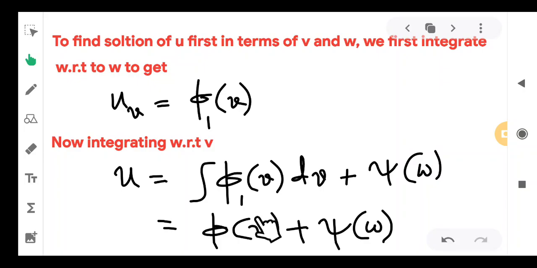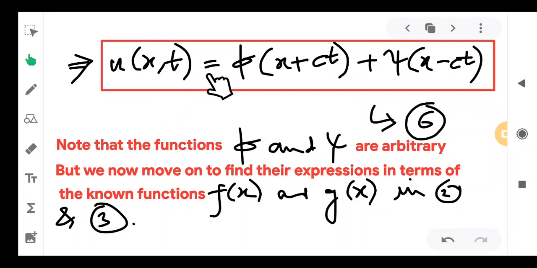But we have taken v as x plus ct and w as x minus ct. Therefore, u(x,t) is equal to phi of (x plus ct) plus psi of (x minus ct). Call it equation number 6. Therefore, this is a solution, but we have to find this phi and psi in terms of the functions f of x and g of x.